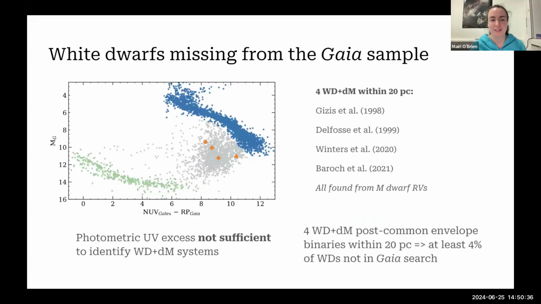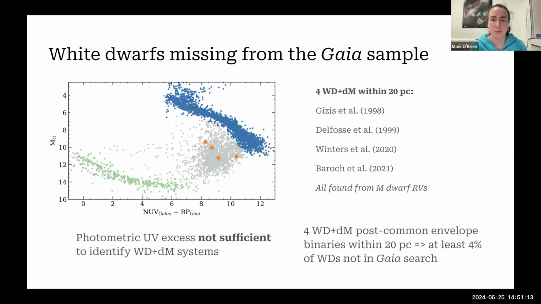So this plot shows that if we plot an HR diagram with the GALEX UV photometry instead of a Gaia color, that is not enough to identify the white dwarfs in these binary systems, even though white dwarf flux peaks in the UV in most cases. There are still many M dwarfs with an excess in the UV due to activity. So we can't really identify these white dwarf plus main sequence systems that way.